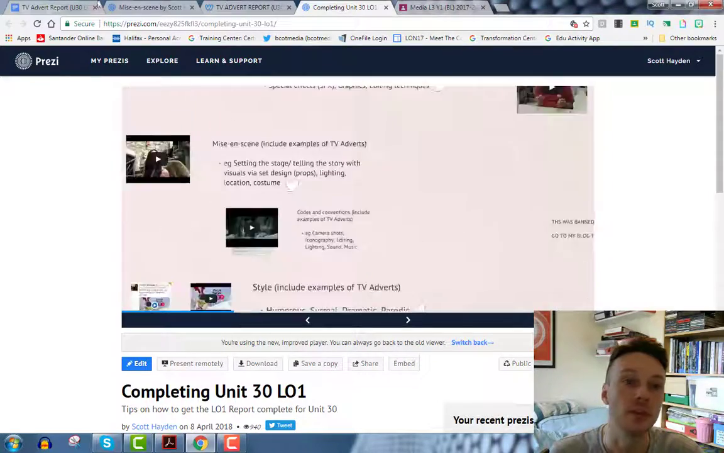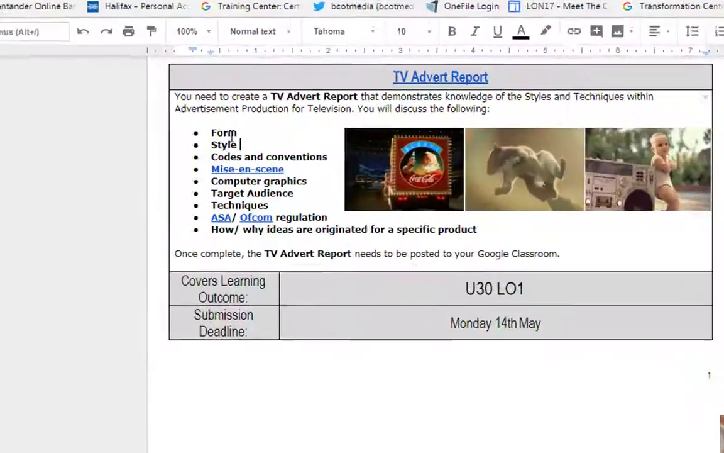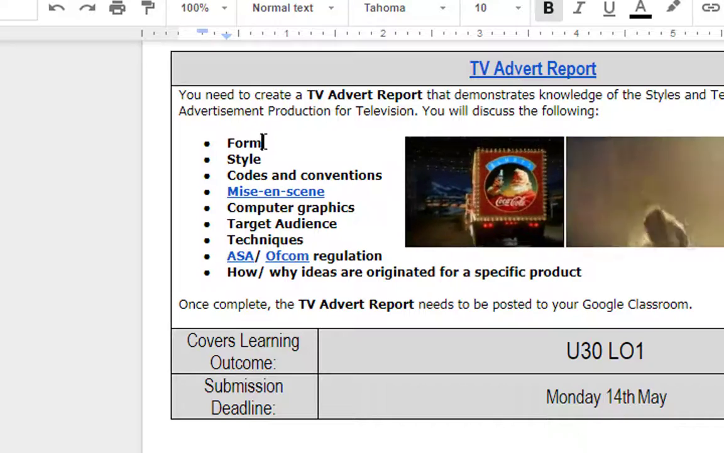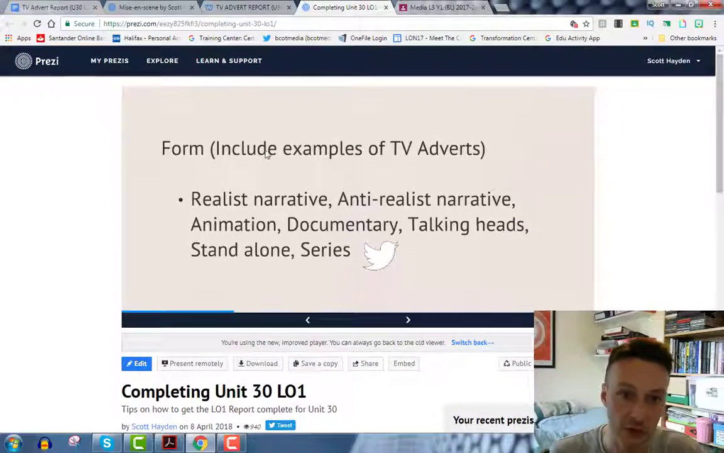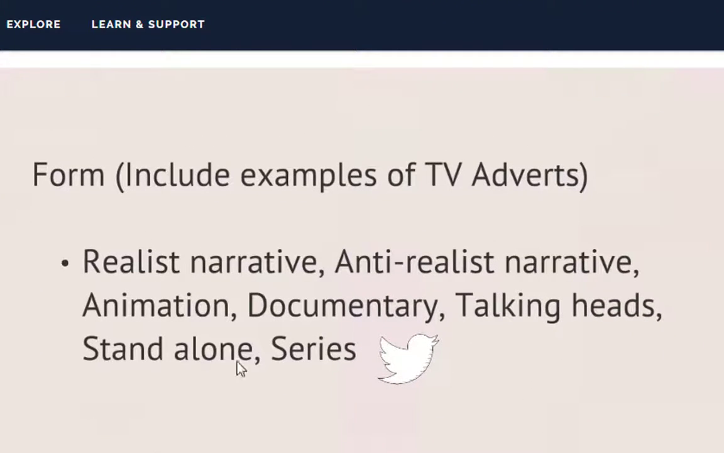I'll explain. So, the first bullet point is form. Tell me about different types of form of television advertisements. So, we're going to be learning about these in the lecture. You need to give me examples for each and tell me why these particular forms connect and relate to the audience and the product, as it were, that they are advertising.